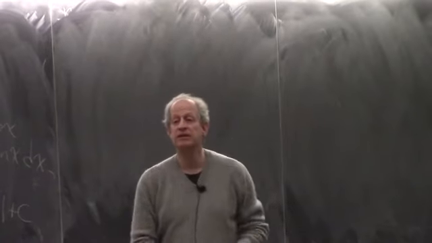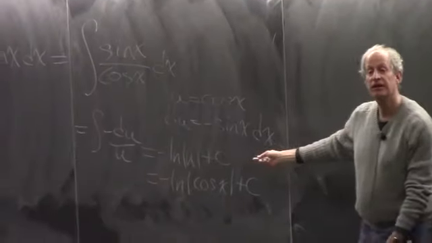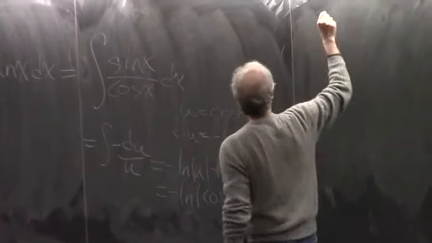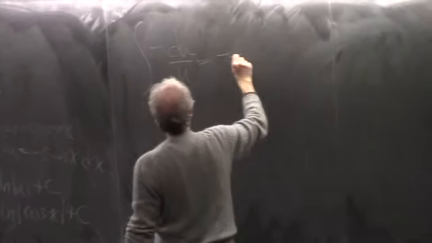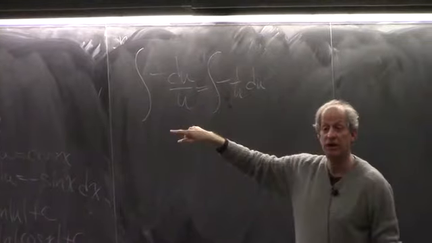Yes? How did you get the du over u log of u? How did I get from here to here? Well, what's the derivative of natural log? 1 over x. So this is 1 over u. Right? So the integral of minus du over u is the same as minus 1 over u du. So that's why it's natural log.